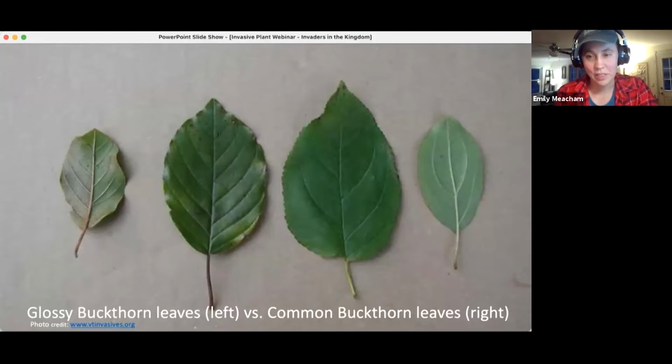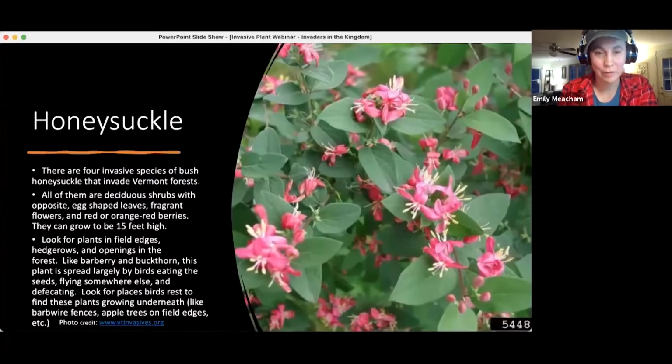Glossy is on the left and common is on the right. So just take note of the leaf margin and the vein pattern there. And again, to emphasize, all of these photos came right from VT Invasives, so you can dig in there or follow along. All right, Dan, you can move on to honeysuckle, everybody's favorite plant.